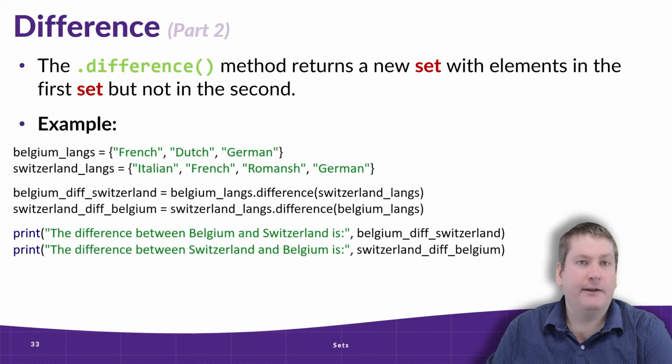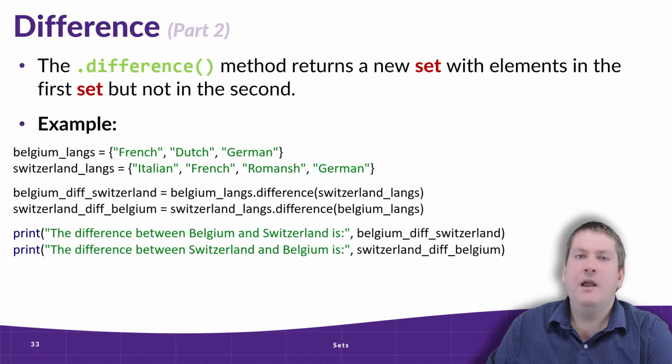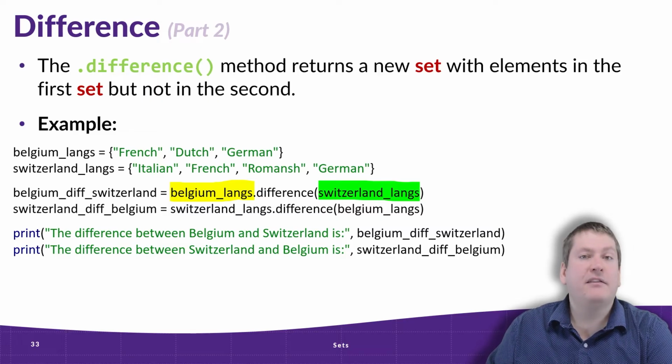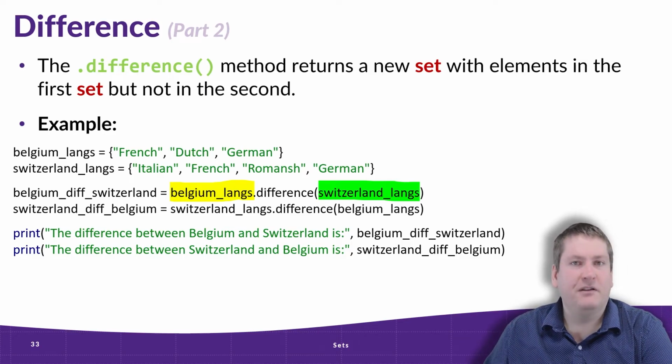Let's take a look at the Python code. So here we have the Belgium and Switzerland lang sets already defined, just like in previous examples. And the interesting part is where we actually call the difference method. Here we're calling the difference method on Belgium langs, and we're providing it Switzerland langs as an argument. So this is going to create a new set with the difference in it, and that new set is going to be called Belgium diff Switzerland.